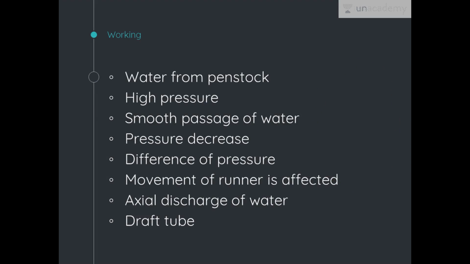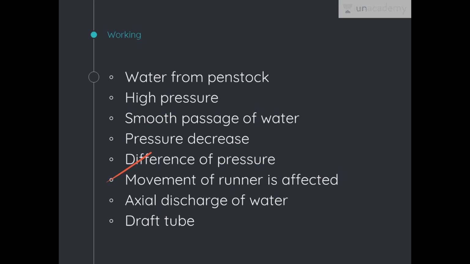So the working: the water from the penstock is brought down to the turbine at high pressure through a spiral casing. It enters into the steerings. The stay vanes pass the water smoothly and radially to the guide vanes. The runner thus is surrounded completely with water. During the process, the pressure decreases. Thus, a difference of pressure between the guide vanes and the runner exists, which drives the runner.